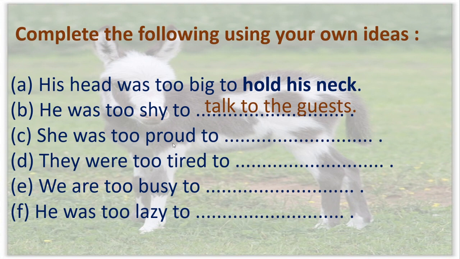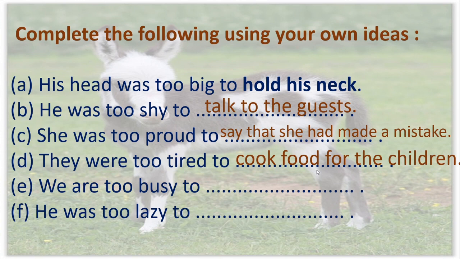Next one. She was too proud to say that she had made a mistake. Next we will write, they were too tired. Yes, they were too tired to cook food for the children. They came from the picnic and they were too tired to cook food for the children. We are too busy to dash. What to write here? We are too busy to listen to your complaints. I have no time to listen to your complaints.